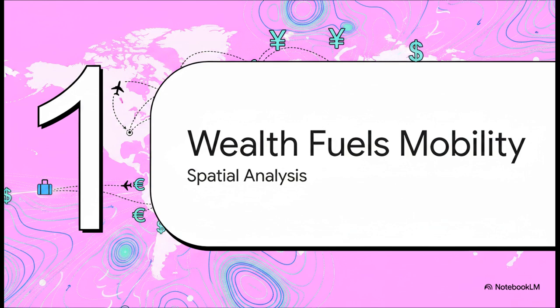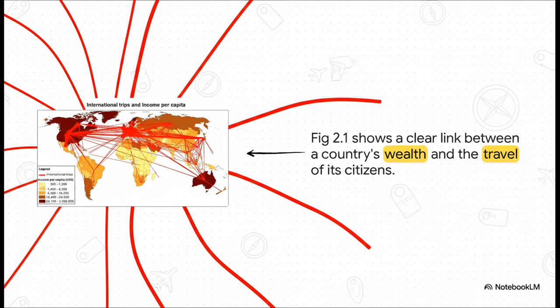Okay, phase one, it all starts with wealth. We're going to explore how money is really the engine of global tourism, and more importantly, how you can use the map in your exam to prove it. Now have a look at this. What's so great about this map is that the connection is just so visually obvious. See those big, thick, red lines? They represent international trips, and you can see they pretty much all start in the darkest colored, wealthiest parts of the world, like North America, Western Europe, and Australia.